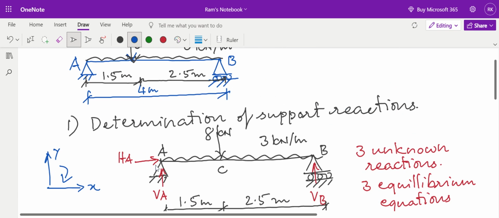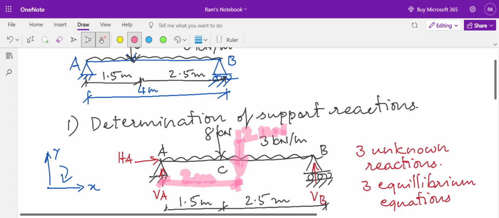Now, the load is 3 into 4. 3 kilonewton per meter acting for 4 meters. Now this 3 into 4, 12 kilonewton load is supposed to be concentrated at the midpoint of the beam, which is at a distance of 2 meters from left hand side and 2 meters from right hand side. So this 12 kilonewton load is acting at 2 meter from A.